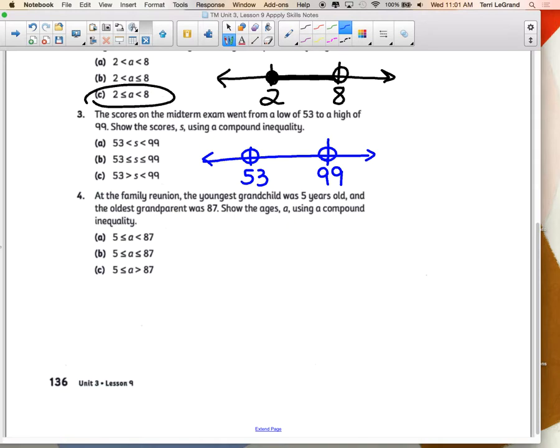Did somebody score a 53? Yes. Yes. Did somebody score a 99? Yes. Okay, well then we need to shade those both in. I'm not going to leave those people out. They're part of the scores. Well, 53 is the lowest and 99 is the highest. Everybody else must have scored somewhere in between, right? Okay, so what's our answer? B. Yeah, it is right there.